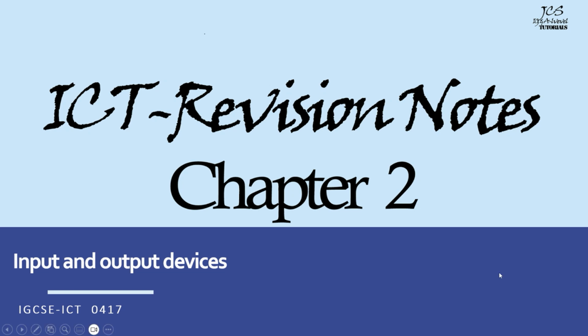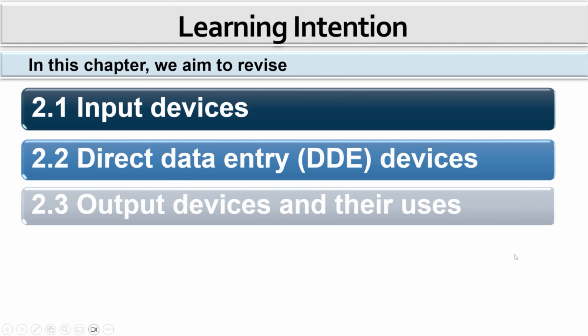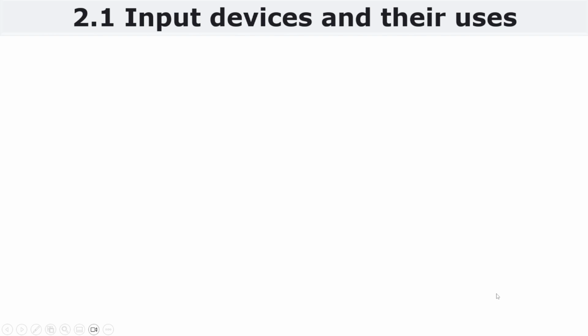Today we are looking at input and output devices, and our learning intention today is to look at input devices, output devices, and direct data entry devices. In each of these, we're going to look at the uses, advantages, and disadvantages of these devices.